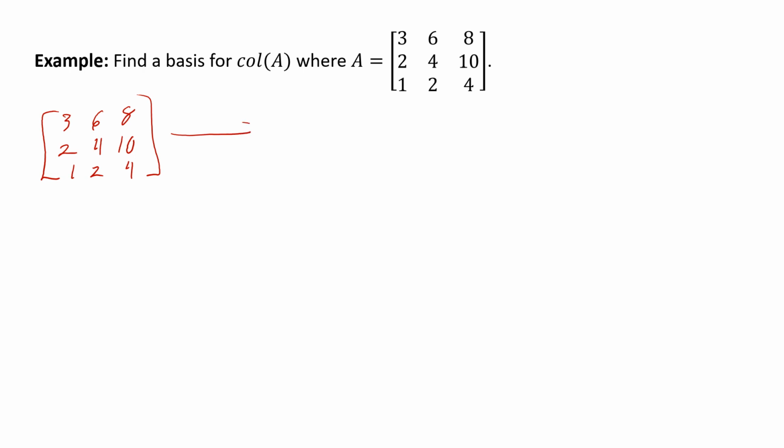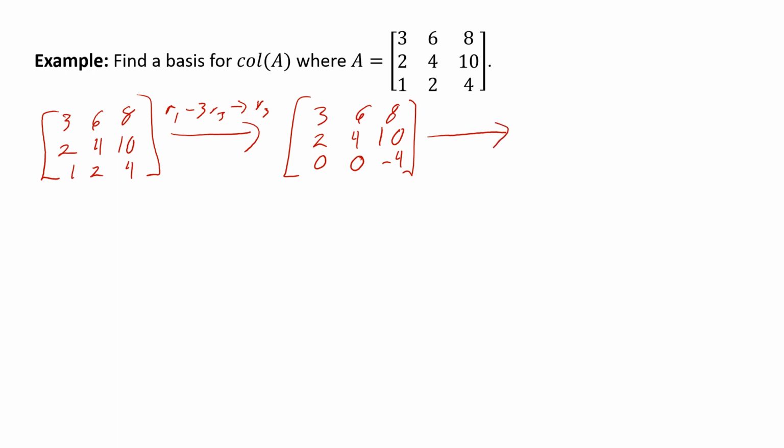So what's the first thing we're going to do? I'm going to do this in a slightly different order than we've been seeing. I'm going to take row 1 minus 3 row 3 is the new row 3. I'm going to handle row 3 first. So 3, 6, 8, 2, 4, 10. And this gives us 0, 0, and minus 4.